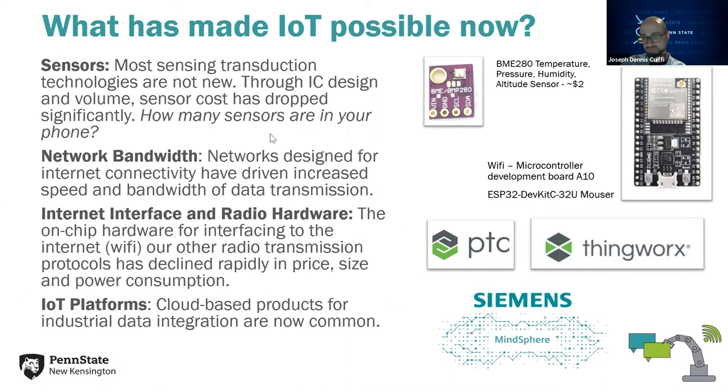So these things: the cost and ubiquity of sensors, the overall network bandwidth that has improved in our infrastructure, the ability to interface with the internet through cheap, small hardware to go in devices, and then the platforms for collecting, aggregating, and presenting this data. Those have really driven this to be possible now.